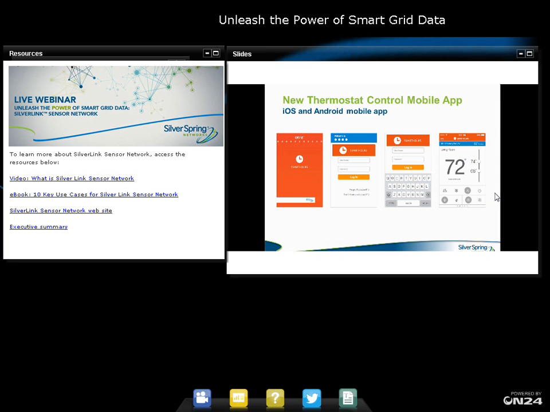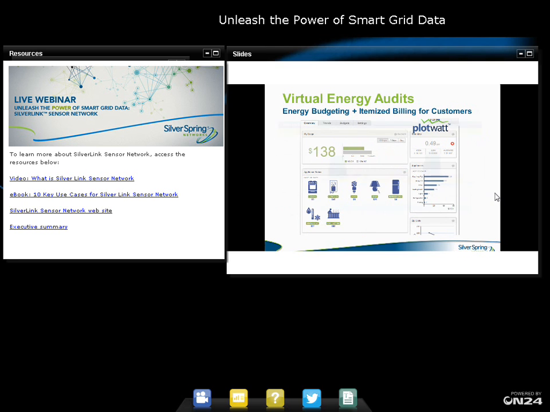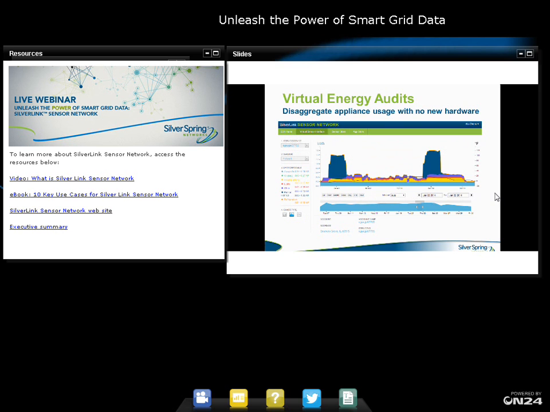We're supplying the sensor, the load disaggregation sensor, and tell us a little bit about what's included in that sensor and how it works.